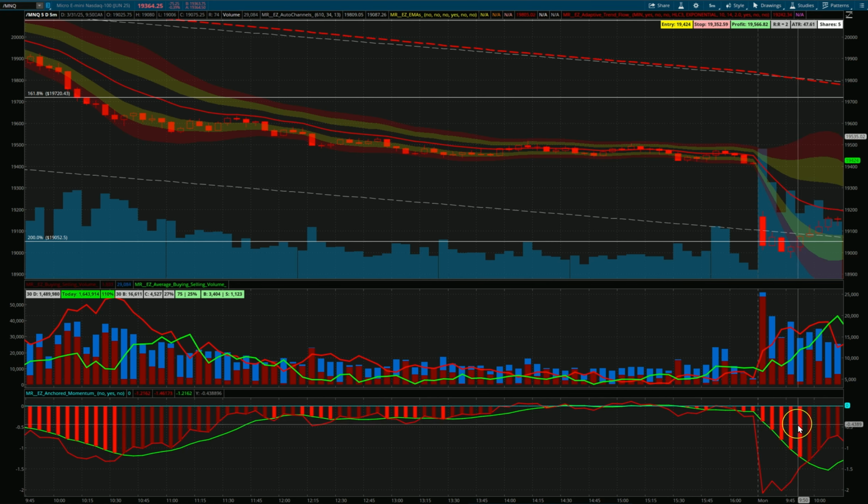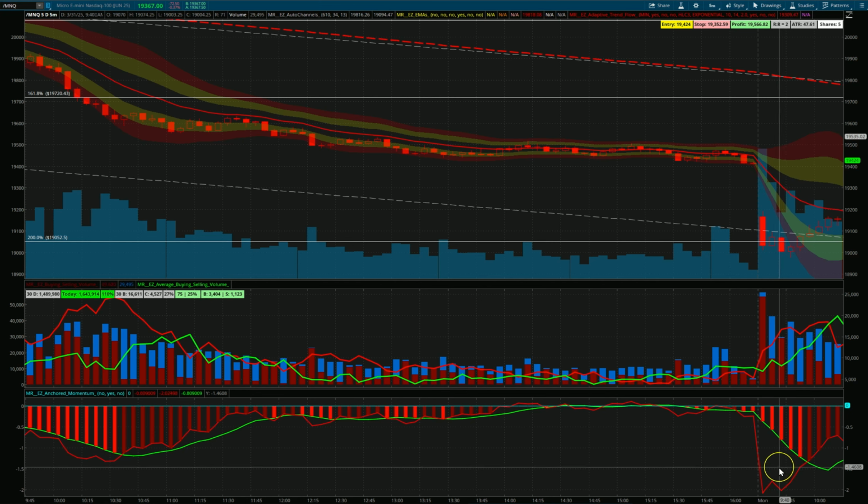All right, I won't get into the mechanics of the histogram at the moment. We don't need to. We're just going to look at the relationship of the fast line and the slow line, and the fact that they're both beneath the 0 line. So this is an indicator that fluctuates around 0. It can go over 0, it could go under 0.